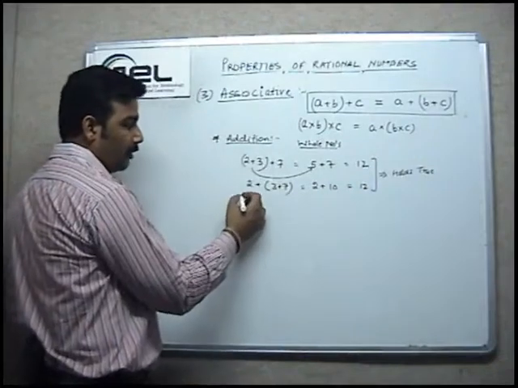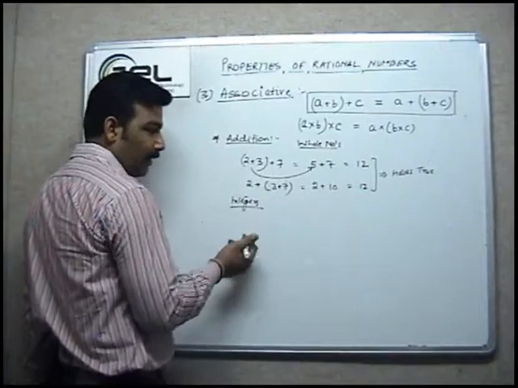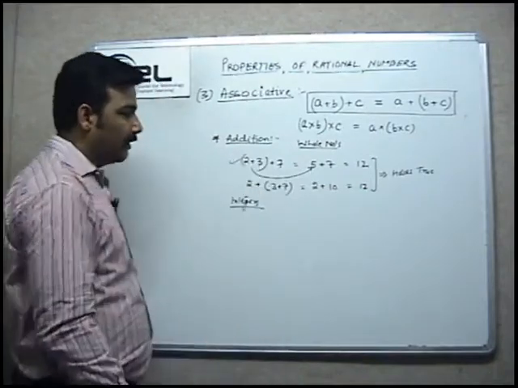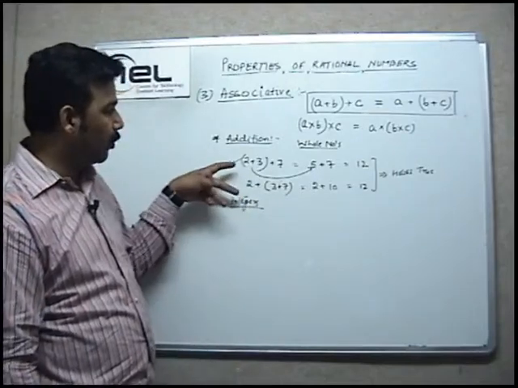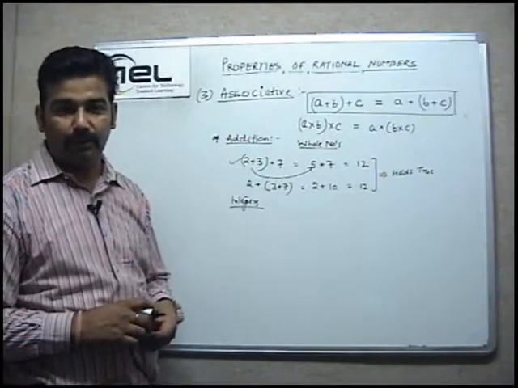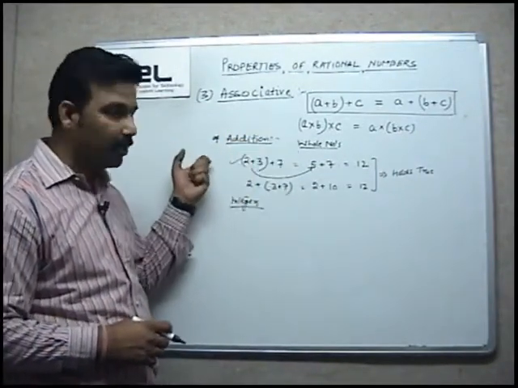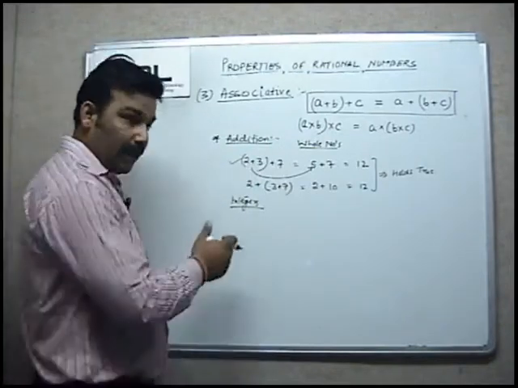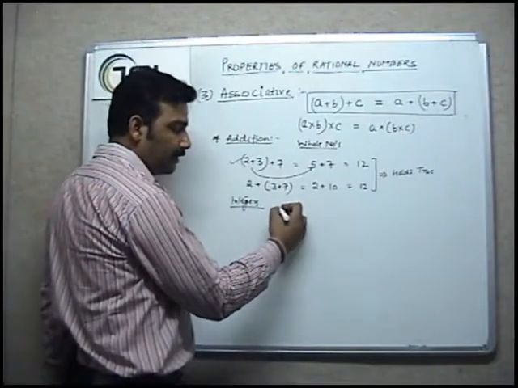Next, from whole numbers we go to integers. Again I can say 2, 3 and 7 are integers. Since they are integers and it is holding true in whole numbers, it will also hold true in integers. I can say this directly, but let's say I have an example on that.